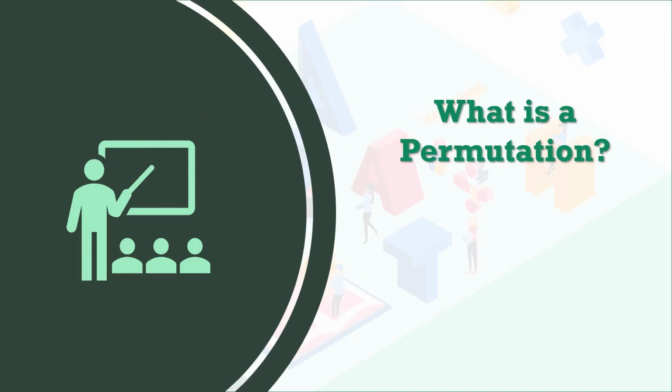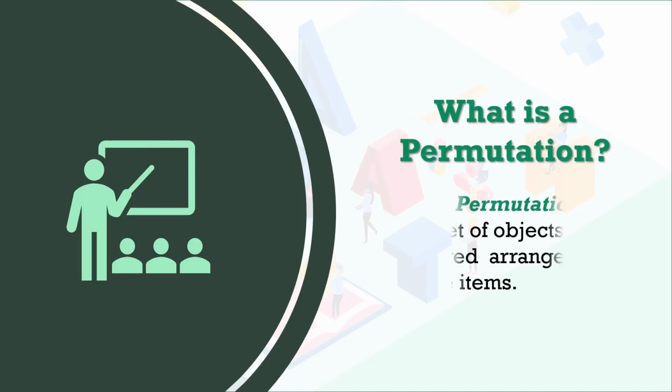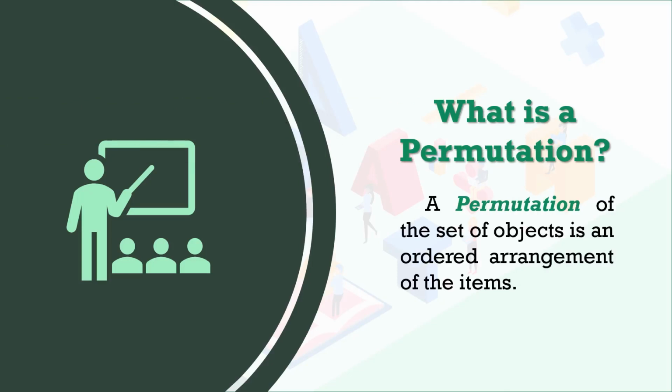So what is a permutation? A permutation of the set of objects is an ordered arrangement of the items. To understand more about permutation, let us have our examples.